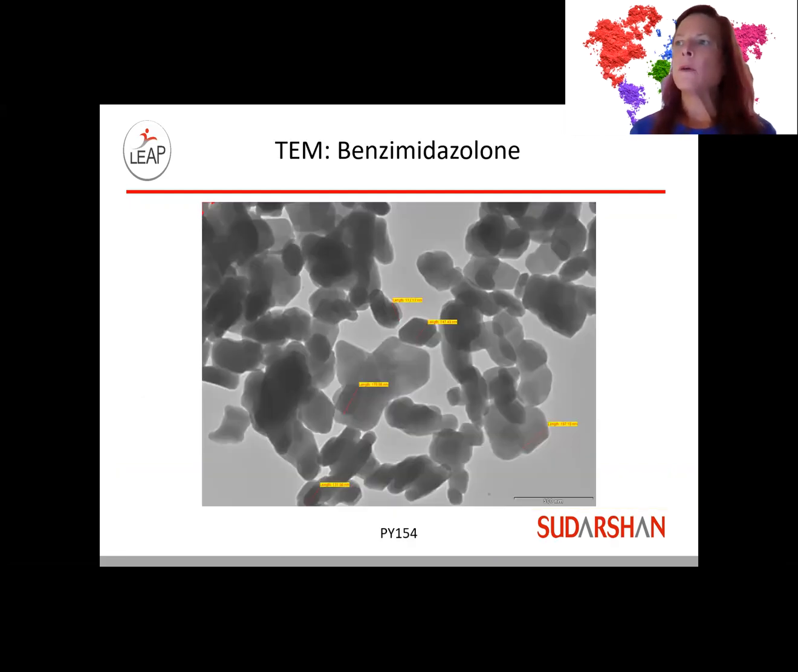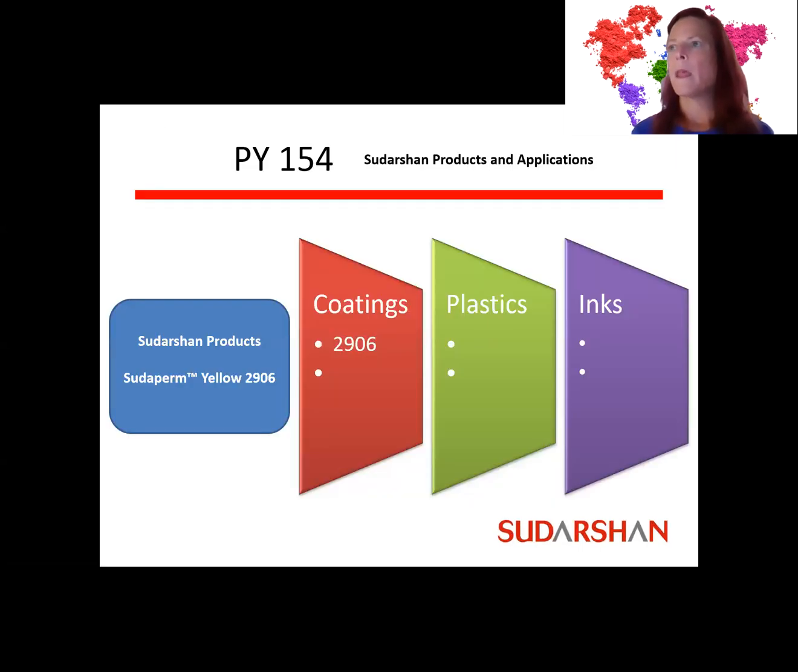The crystal shape for the Yellow 154 is more of a block-like shape. As you can see here, the length and the width of the crystals are more similar to each other, making it more block-like. And for Sudarshan, we have one Pigment Yellow 154 in our portfolio that has finishing steps that deem it very good for coatings applications, but it also is very efficient in plastics and inks as well.